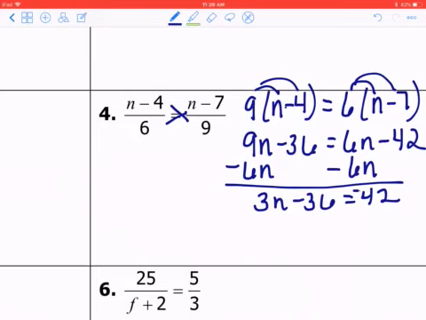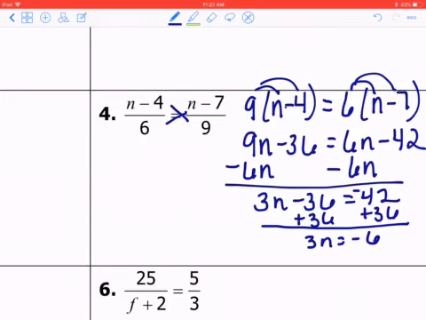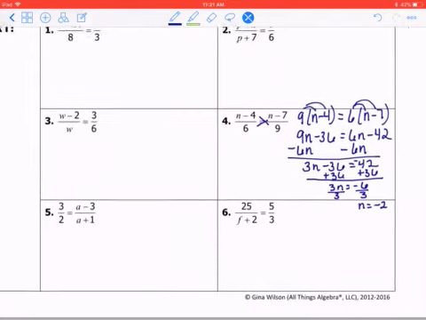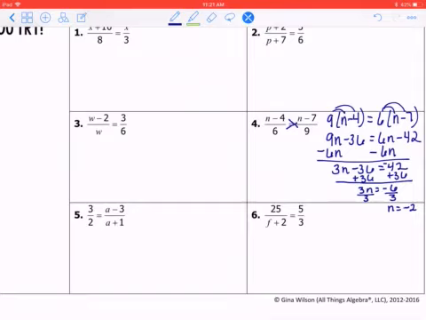Okay, go ahead and add 36. We'll have 3n. Negative 42 plus 36 is a negative 6. Divide by 3, divide by 3. Of course, I ran out of room. And n equals negative 2. Okay, one more. Let's go ahead and hop over to number 5.